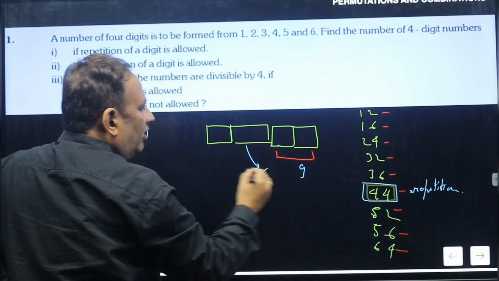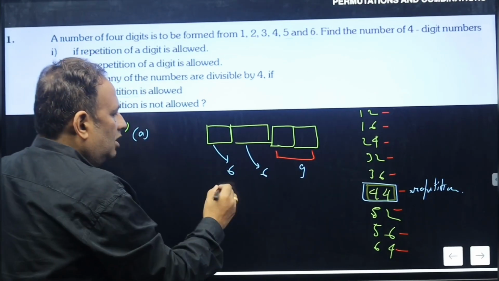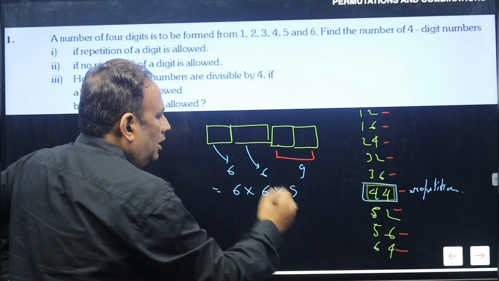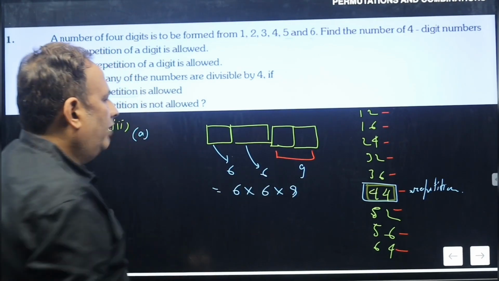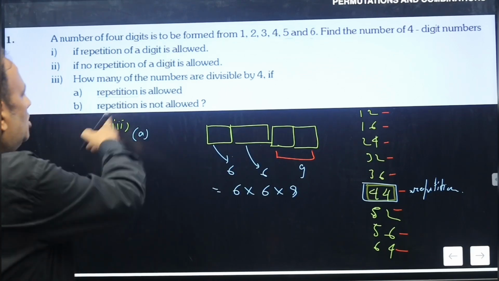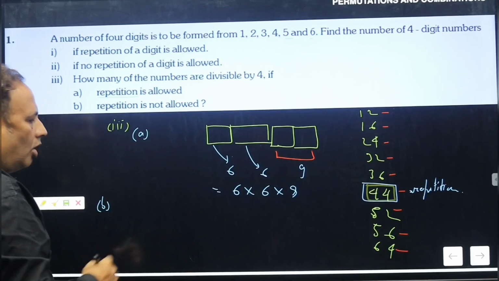So this number we can fill in 6 ways. This position also we can fill in 6 ways. So what will the final answer be? Let's say 6 into 6 into 9, and that's your final answer. Correct. So now repetition is not allowed, the B part, if we take repetition is not allowed.